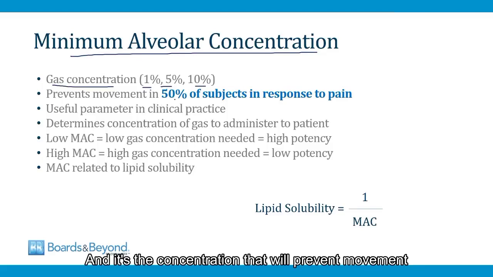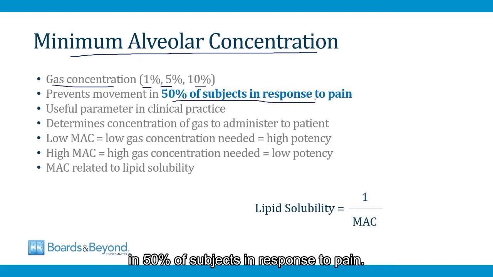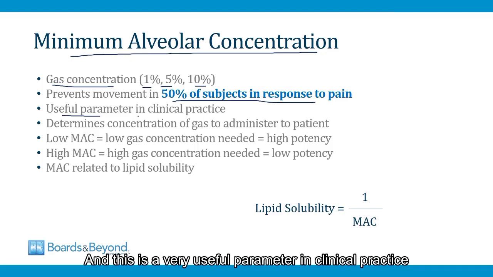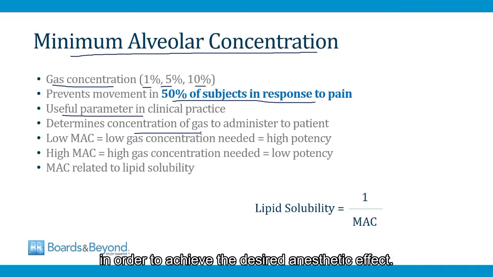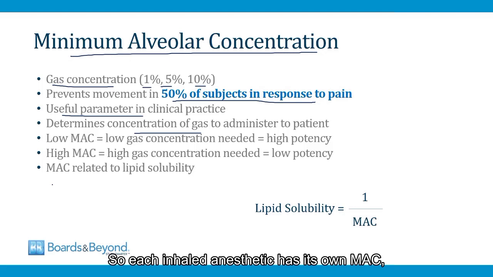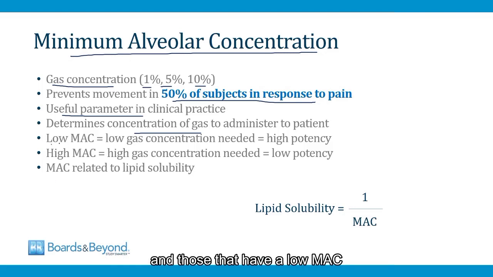that will prevent movement in 50% of subjects in response to pain. And this is a very useful parameter in clinical practice because it helps us determine the concentration of gas to administer to the patient in order to achieve the desired anesthetic effect. So each inhaled anesthetic has its own MAC, and those that have a low MAC require a low gas concentration to put the patient to sleep for surgery.